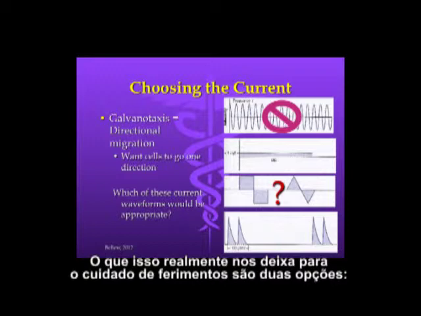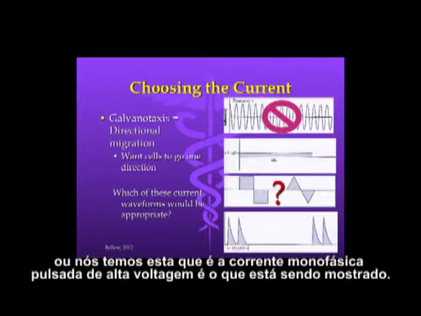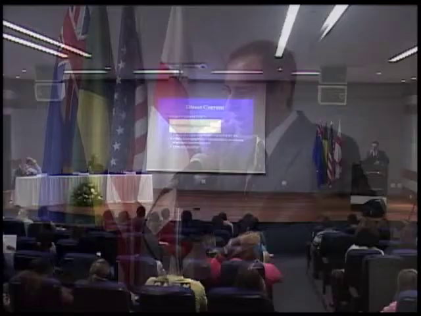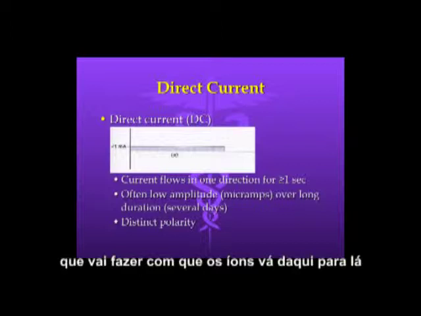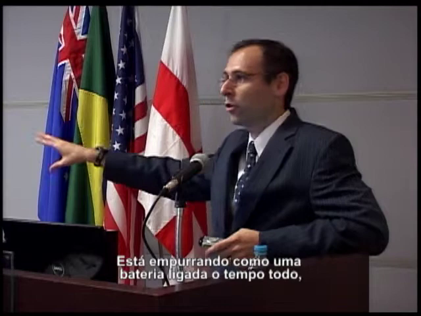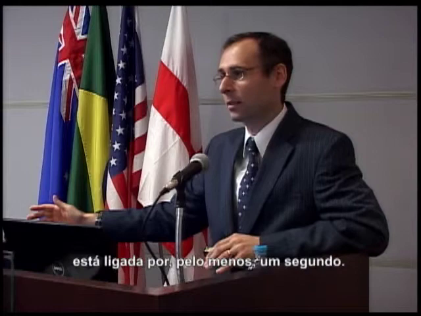What that really leaves us then for wound care are two options. We have direct current, which is usually going to be microcurrent, or we have this one, which is monophasic pulsed, high volt pulse current is what's shown there. So let's start out with direct current. First, the key feature of direct current is the constant polarity that's going to cause the ions to go from here to there. Okay, it's pushing like a battery that's on all the time. It's always making it go the same way. Okay? So no reversal, and to be considered direct, it's on for at least 1 second.